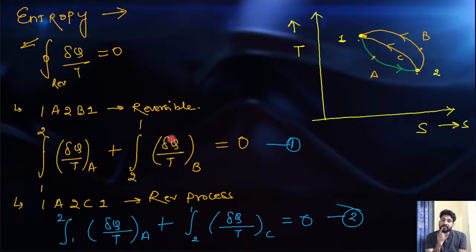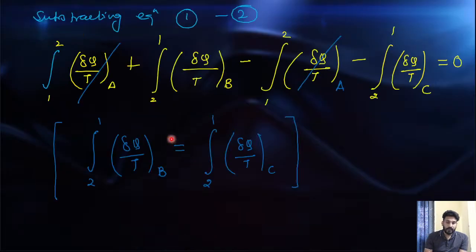Only del Q is my path function. But del Q over T is not my path function. It is my point function, right? So about this ratio, I can write some statements.